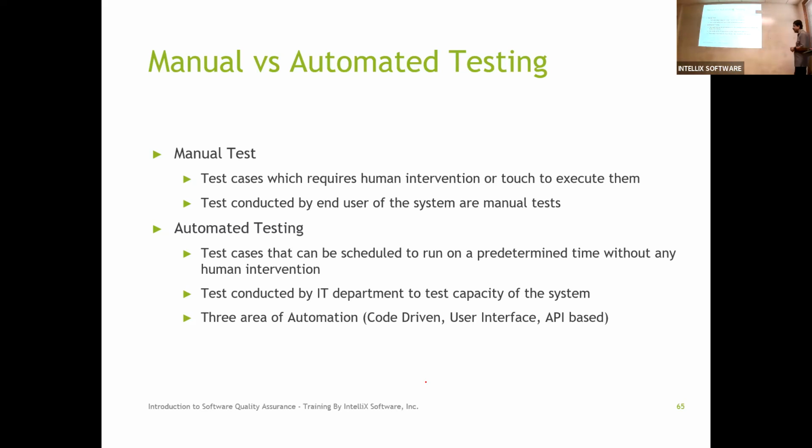It's typically code-driven or interface-driven, or what is known as an application programming interface. Okay, so API, user interface, and code-driven are certain things that you can automate. And when we go through some of the automation, we'll talk about how to do all of those.